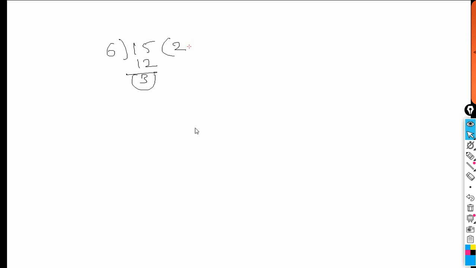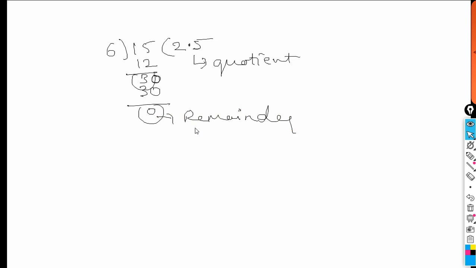Therefore, we can also put the decimal point. We can put a 0 also here. 6 5s are how much? 30. Therefore, how much will the remainder be? 0. This is what we call the quotient, and this is what we call the remainder. This is the answer. So 15 divided by 6, the result is 2.5.